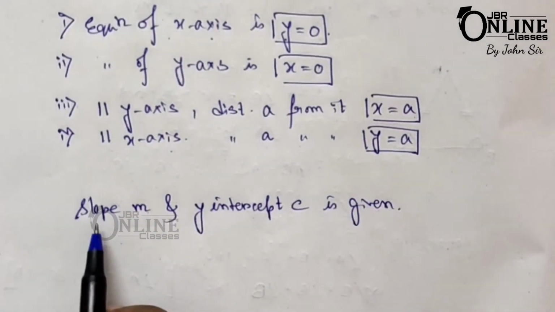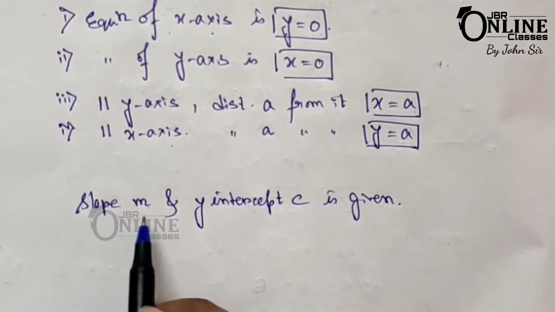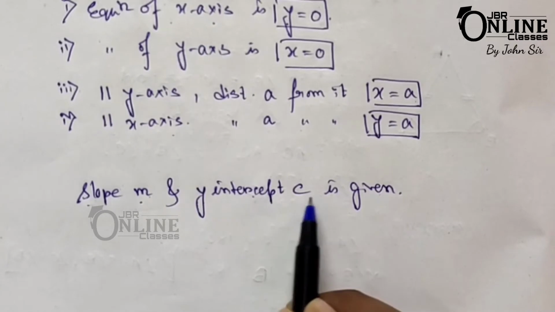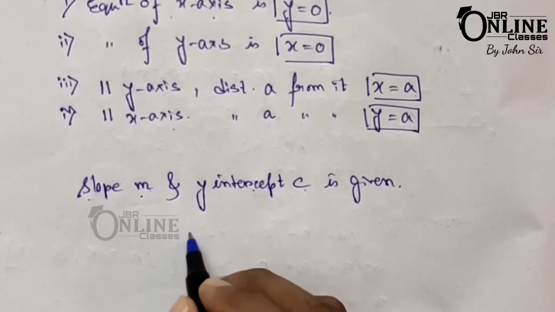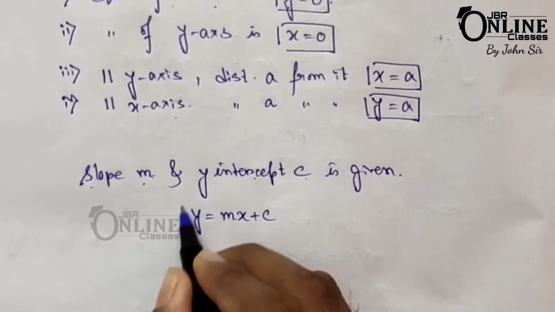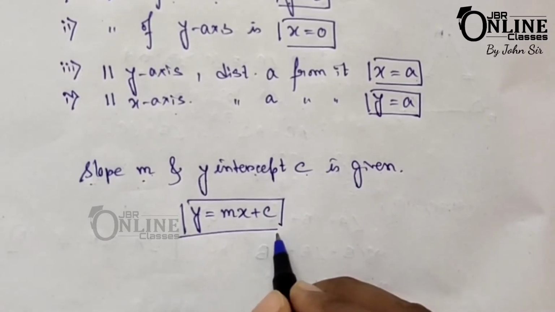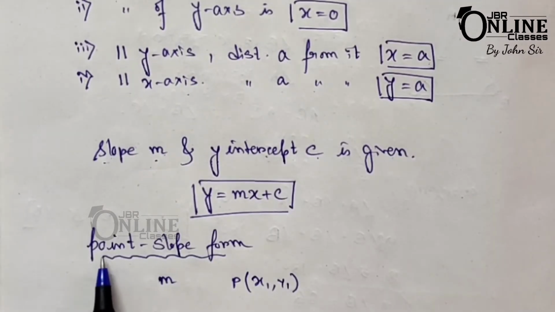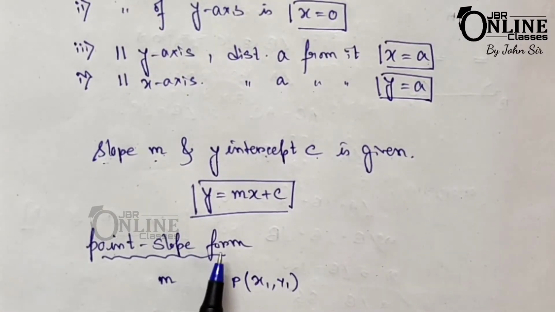If you want to find the equation of a straight line with slope m and y-intercept c given, then the equation will be y equal to mx plus c. Next, we are going to learn what the point slope form is.